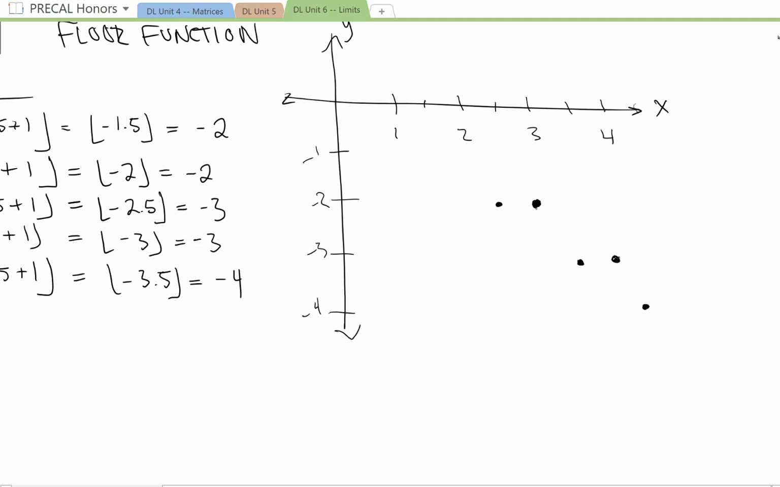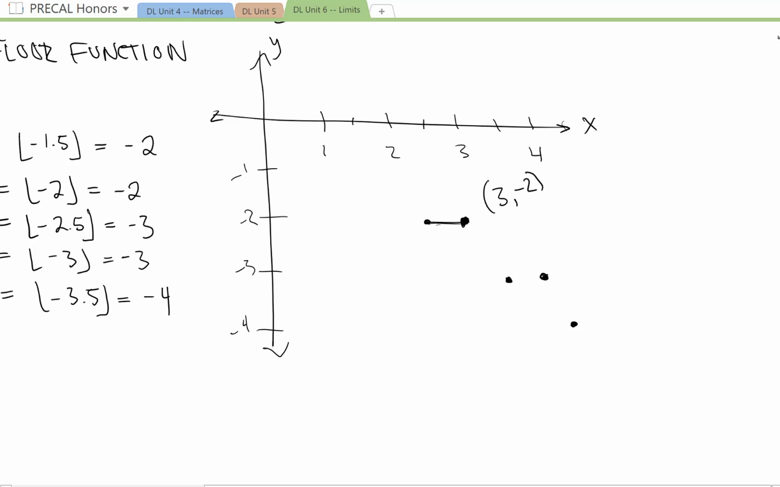So what's happening is that there's clearly a point at 3, negative 2. There's clearly a point at 4, negative 3. So this one's headed this way. This step has to go all the way up to right underneath this one. So if 3, negative 2 is a point, then 3, negative 3 has to be a hole. Otherwise, it's not a function. Okay, that extended for the width of 1 unit from 3 to 4. So these will all extend for the width of 1 unit.